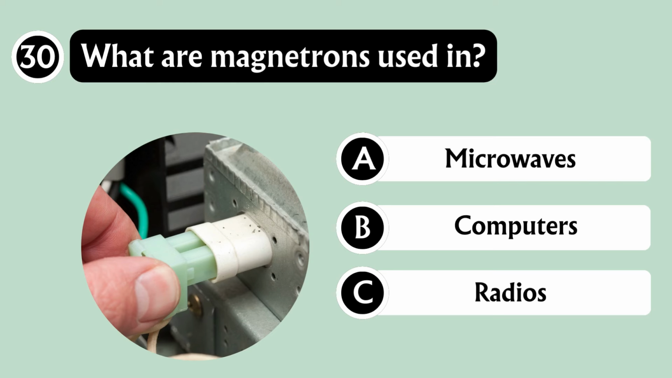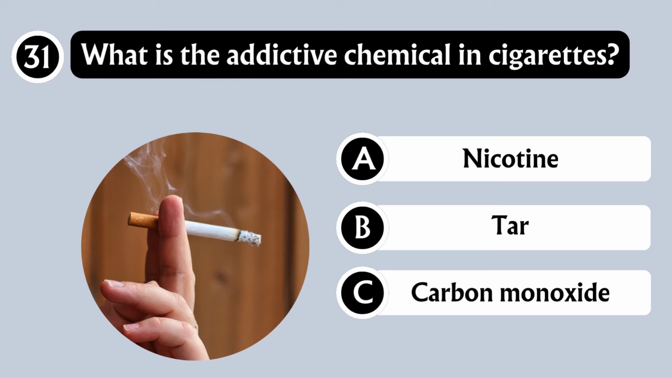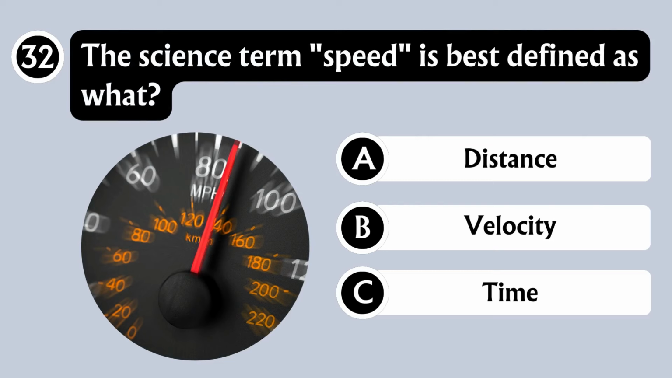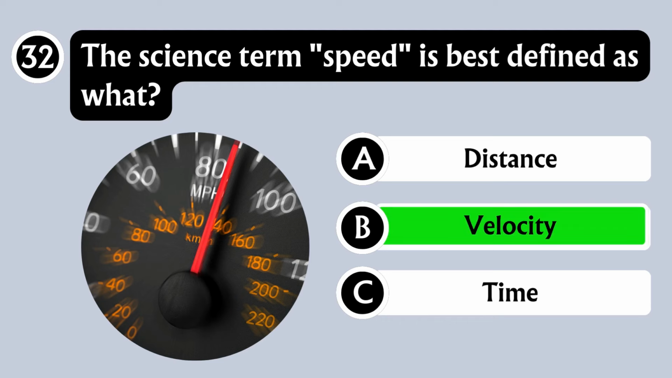What are magnetrons used in? Microwaves, computers, radios? Microwaves. What is the addictive chemical in cigarettes? Nicotine, tar, carbon monoxide? Nicotine. The science term speed is best defined as what? Distance, velocity, time? Velocity.